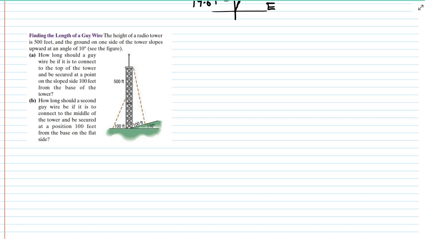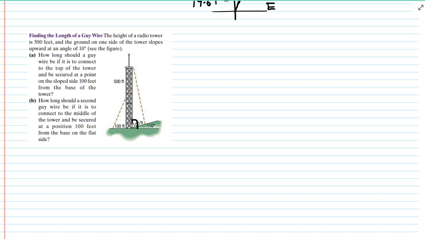In part A, how long should the guy wire be? The guy wire is what's holding the tower, so it doesn't wobble. That's what the guy wire is. How long should the guy wire be if it's to connect to the top of the tower and be secured at a point on the sloped side 100 feet from the base of the tower?